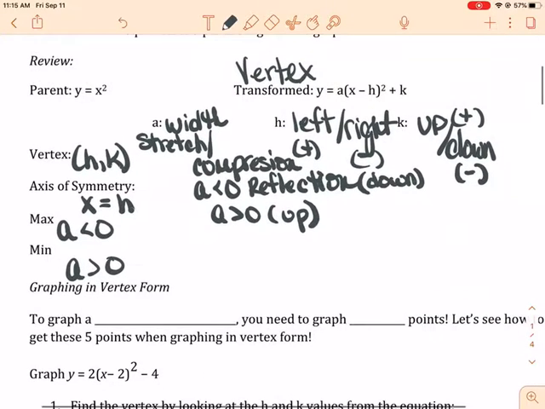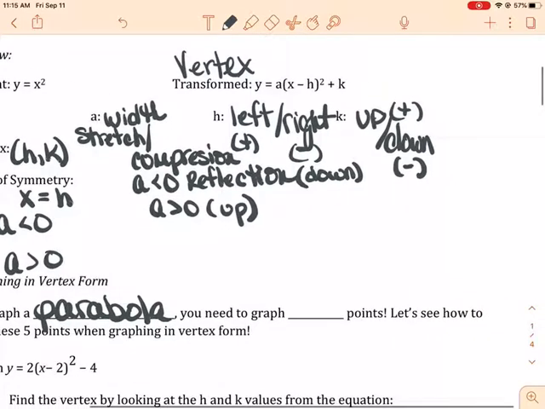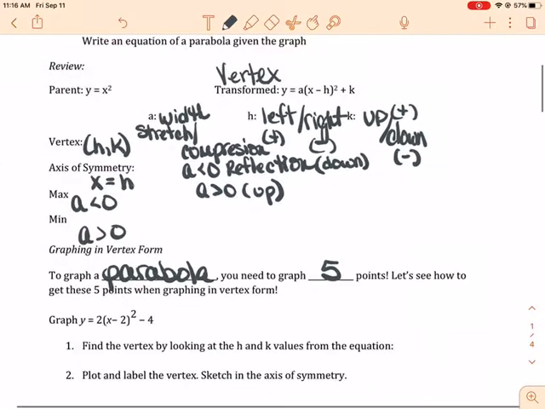So we're going to graph from vertex form. In other words, we're not just looking at the graph, and we're not just taking the original and moving it around. We're going to be given the vertex form, and I want you to graph from that point. So to graph a parabola, when I was a kid, I thought it was parabola. Basically, we're going to graph 5 points. All right, so let's see how we're going to do this.